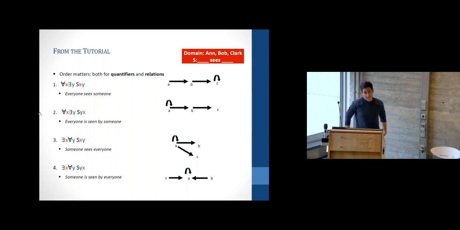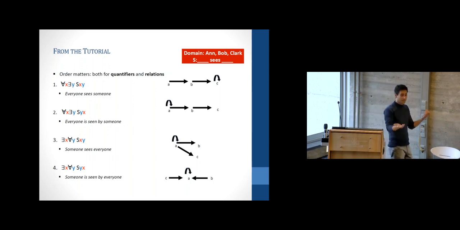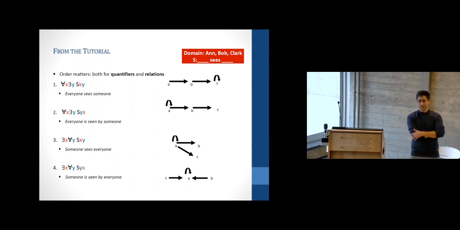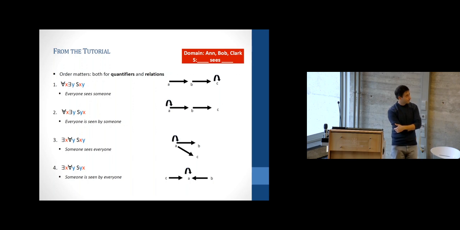Of course, you can do many other things. You can say everyone sees themselves. You can say everyone sees everyone. No one sees everyone. You can do a lot of combinations. These are just combinations you can do with flipping the ordering of the quantifiers and flipping the order of the relation.